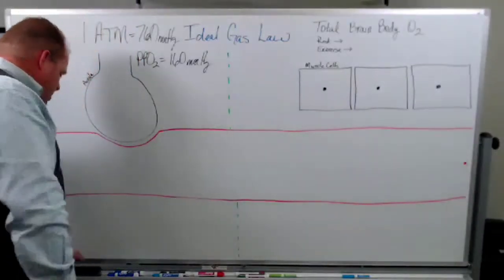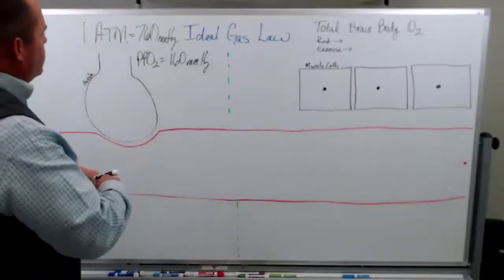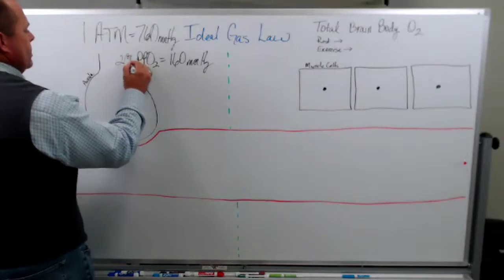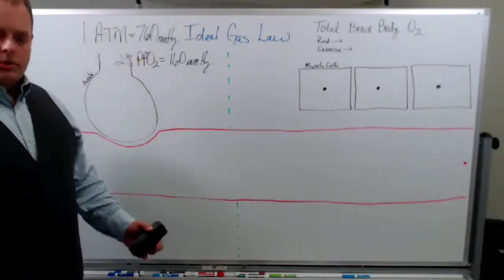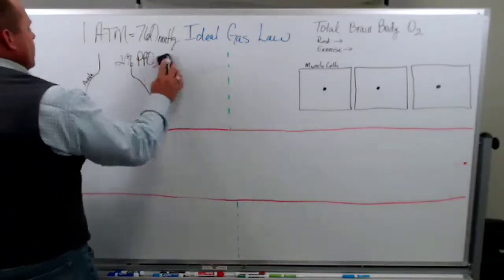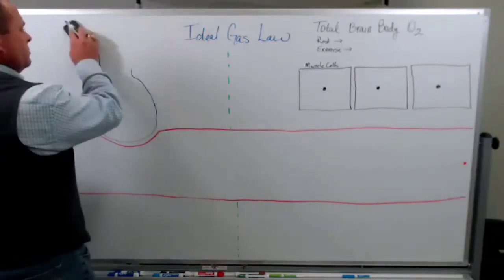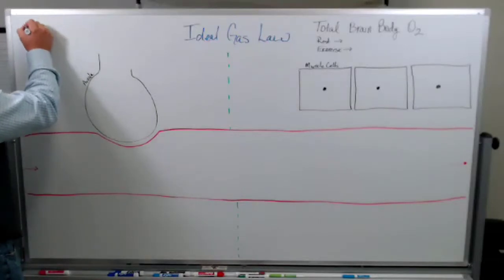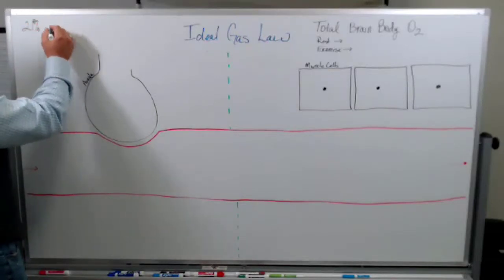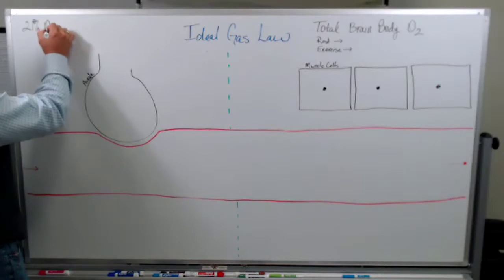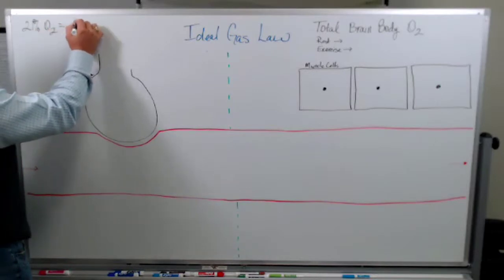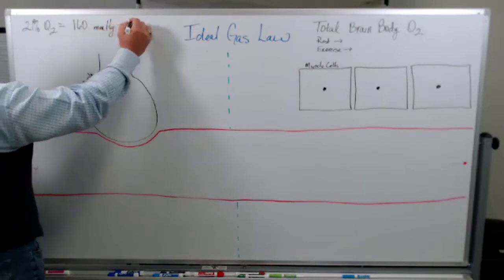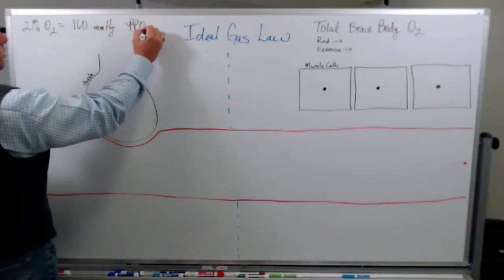So at best, 160 millimeters of mercury, and by the way, that is at 21% oxygen, okay? So let me clean that up a little bit. 21% oxygen at sea level equals 160 millimeters of mercury. And that's considered partial pressure O2, all right?